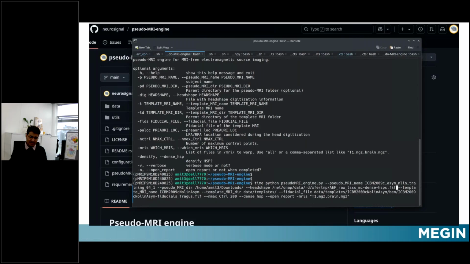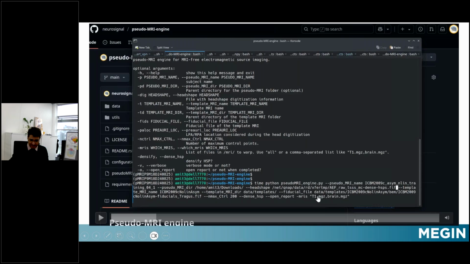Remember that these are high resolution files, 256, almost 17 million points. That's why warping this anatomy, or these files, takes a lot of time. So I control here only two files. If you need just one, this T1.mgz, you can just remove this brain.mgz and go further. Now I will run this.